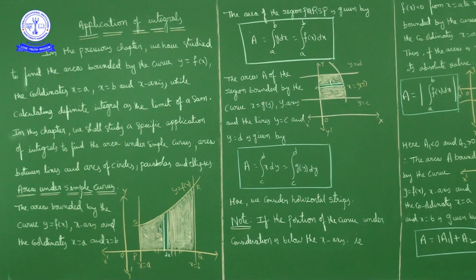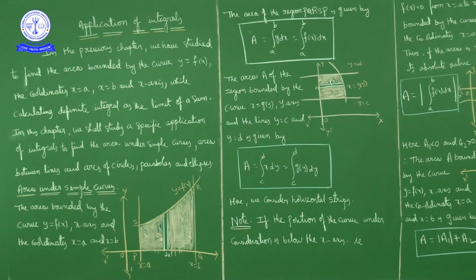Area of the region p q r s p, this area is integral a to b y dx or integral a to b f of x dx, okay? Here the simple curve y equal to f of x completely lies above the x axis between the limits x is equal to a and x is equal to b, okay?